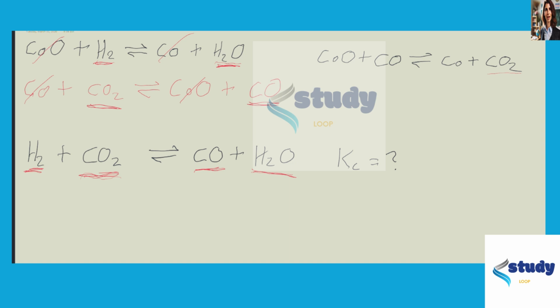To calculate the equilibrium constant, we'll use the equilibrium constants of the first two reactions. The first one we left alone, so we're simply going to use Kc1 as is. The second reaction we flipped, so even though we need to multiply the equilibrium constants together to get our new one, since we flipped the second reaction, we actually have to take 1 over Kc2.